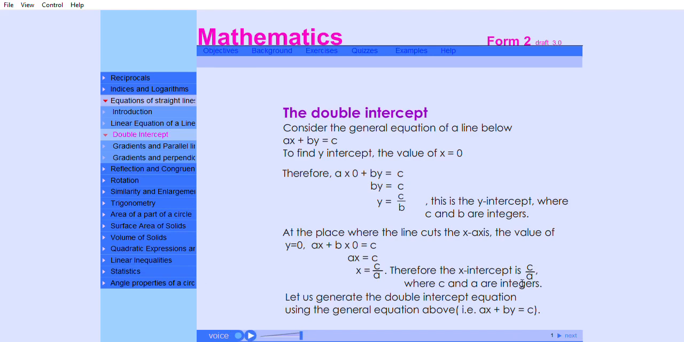The double intercept. Consider the general equation of a line below. Ax plus by is equal to c. To find y-intercept, the value of x is equal to 0. Therefore, a times 0 plus by is equal to c. By is equal to c. Y is equal to c over b.